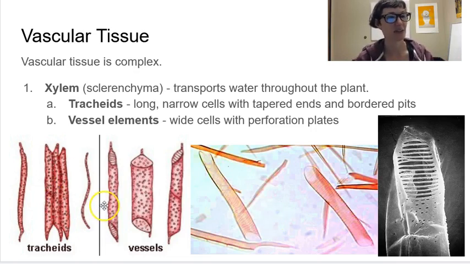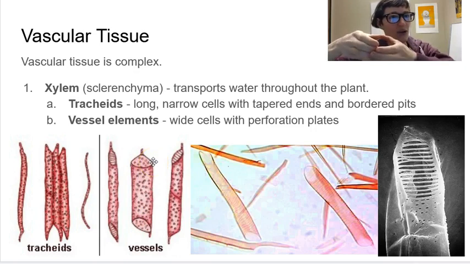So tracheids have all these bordered pits where they have to transport water from side to side through very small holes. Vessels are still going to have those bordered pits, but their main way of water transport is going to be straight up and down through these perforation pits that are located at the ends. It's just a big hole that's lined up with the cell above and below it. So it really does just form a pipe.